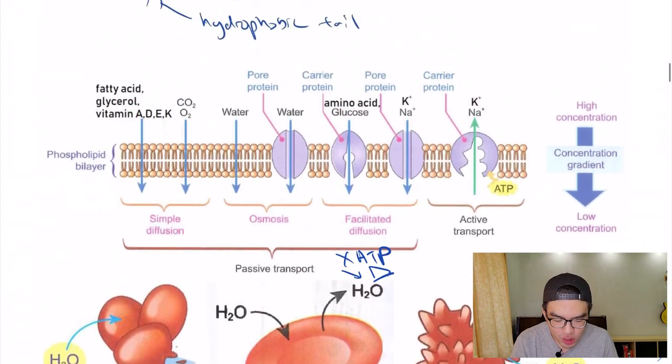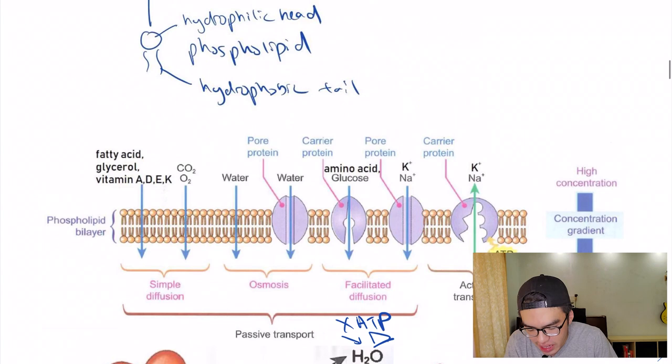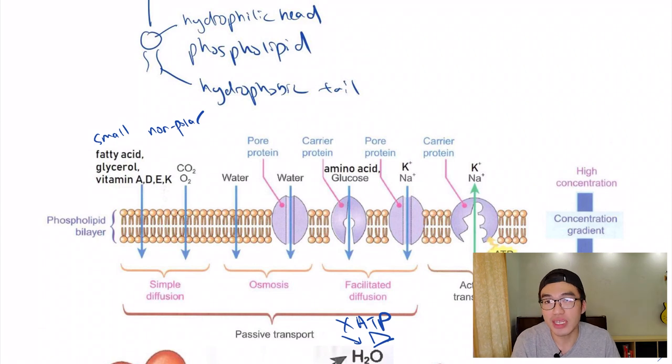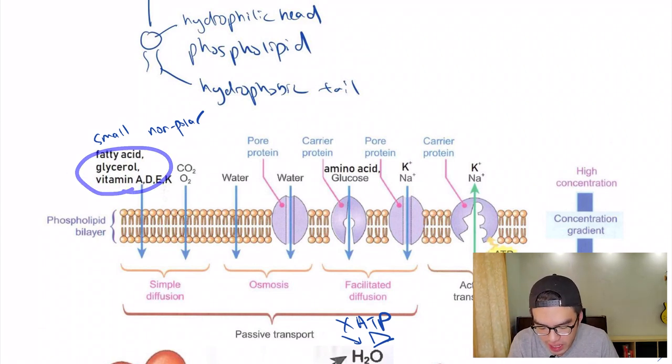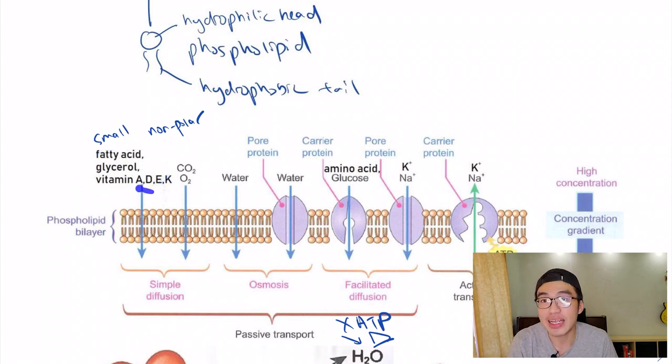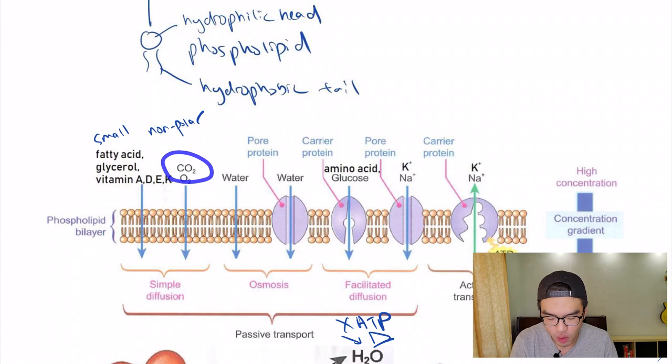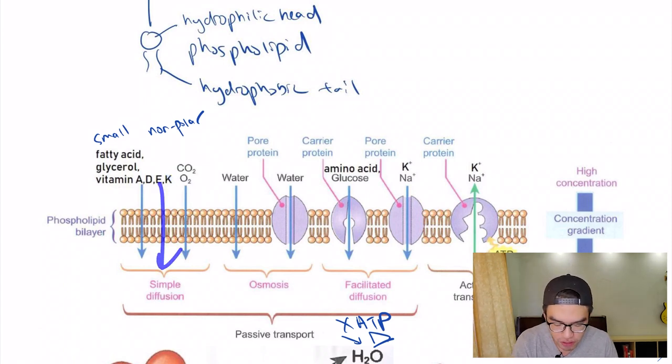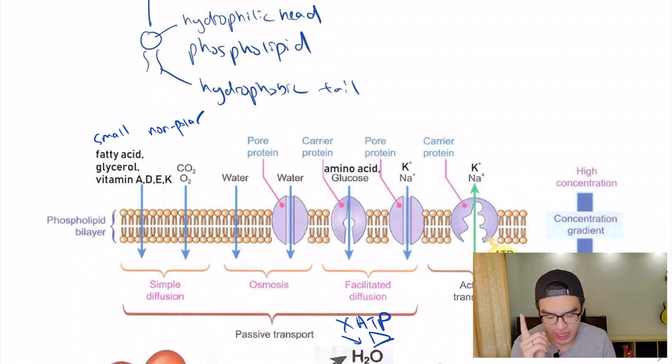So who can do simple diffusion? Either they are small or they are non-polar. What does it mean by non-polar? Means they have no charge. Okay, as you can see here, all the fatty substance, fatty acid, glycerol, and vitamin A, remember, being very fat, which is vitamin ADEK. And small substance like water, carbon dioxide and oxygen, they can straight away pass through via simple diffusion. But for water, we can only use one word for water, that is osmosis. I'm sure you know this.